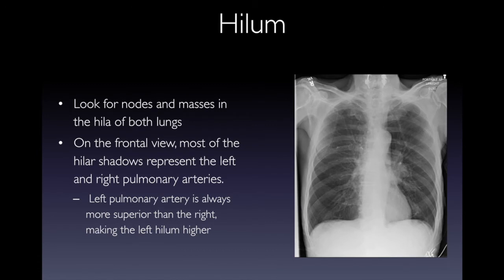H is for hilum. You want to compare, obviously, right versus left. You want to look to evaluate for any increasing size of lymph nodes or masses. On the frontal view, most of the hilar shadows represent the left and right pulmonary arteries. The left pulmonary artery is typically more superior than the right, making the left hilum higher. In a patient with aortic dissection, the left pulmonary artery can be shifted inferiorly, which is concerning.